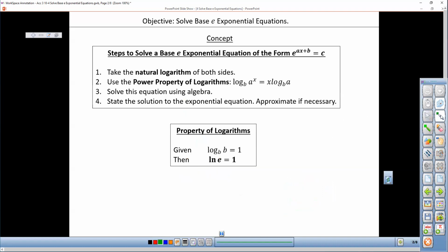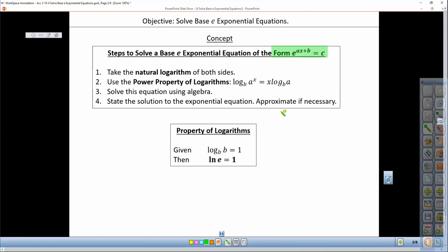So what we will do is, assuming that we have this form of a base e equation, and this is our power equals a power form. One of our powers will be e to the power with our exponent involving our variable, here shown as x. And then c is our second power. It could be a number 2, it could be a number 5, it could be something else, but most of the time it'll just be a number.